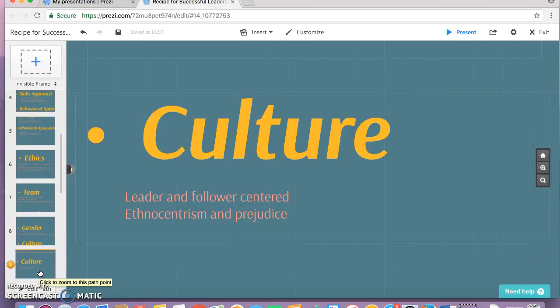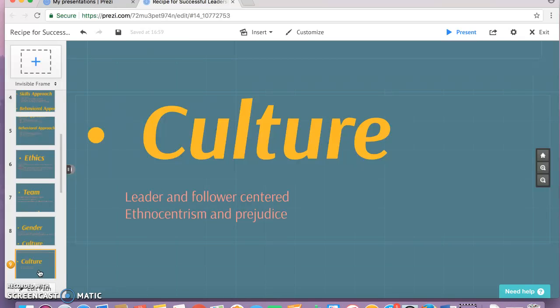And then finally we'll look at culture, and this is leader and follower centered. So each leader and follower has their own culture based on where they grew up and their ethnicity and everything. And each culture has different norms that are regular and normal for them. And so ethnocentrism and prejudice can be a very big thing when dealing with culture.